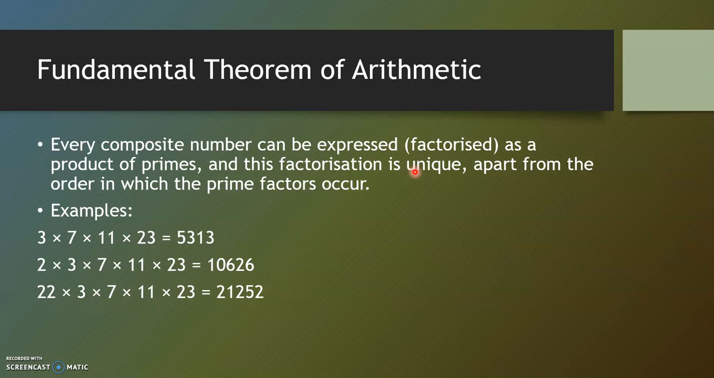So likewise, every factorization will be unique apart from the order in which the prime factors occur. The order of prime factors can vary. So here are some examples, like this number 5313 can be factorized to 3 into 7 into 11 into 23. In the same way, another number, 10,626, can be factorized like this: 2 into 3 into 7 into 11 into 23. You can see both of these numbers are different, the prime factorization will be unique for each of the numbers.